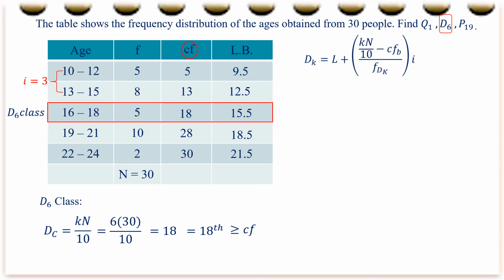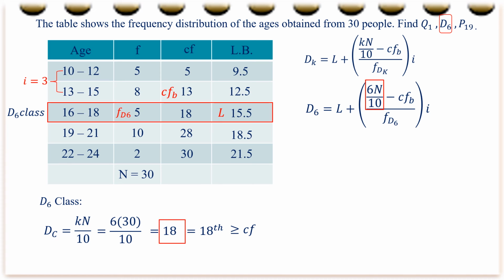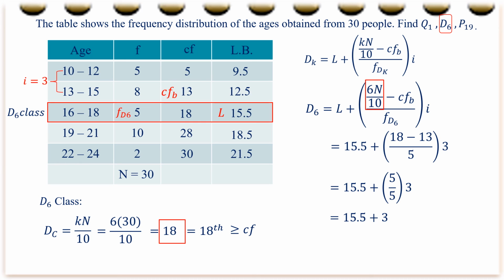From your D6 class, we determine the lower boundary L, which is equal to 15.5, CFB, which is equal to 13, and the frequency of the D6 class, which is equal to 5. And 6n over 10 is equal to 18. Substituting all the values, we get 15.5 plus 18 minus 13 over 5 times 3. Simplifying further, we get 15.5 plus 5 over 5 times 3, which is equal to 15.5 plus 3, and then D6 is equal to 18.5.